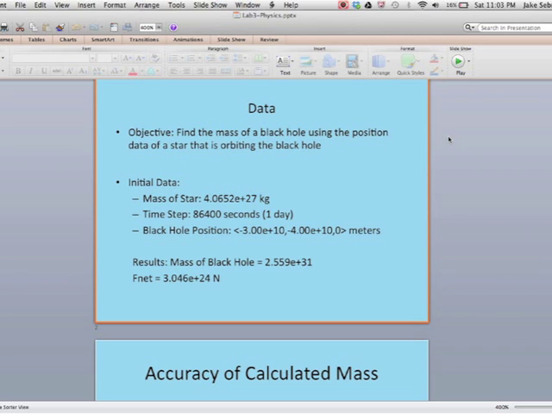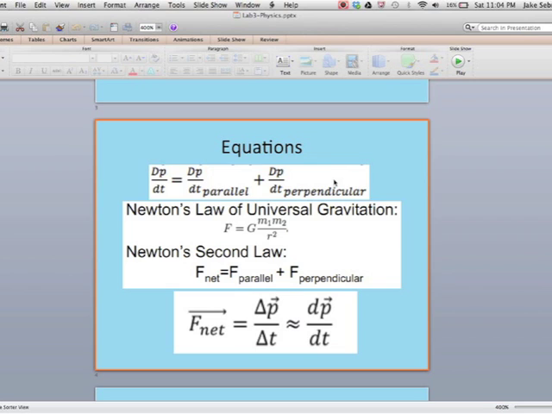Newton's law of gravitation can be used to describe the interaction between the star and the unseen object. It is calculated by G, a constant with a value of 6.67 times 10 to the negative 11th, multiplied by the product of the masses of each object and divided by the square of the distance between them. This law states that there is a force of attraction between any two masses in the universe. Plugging in the results from the motion analysis, the mass of the unseen object, the black hole, can be solved for.